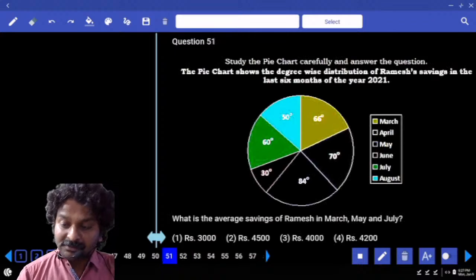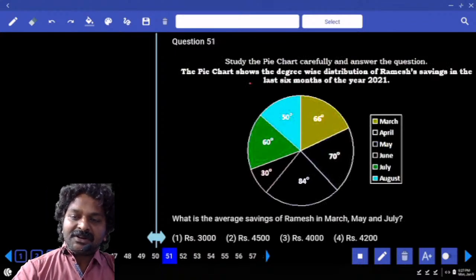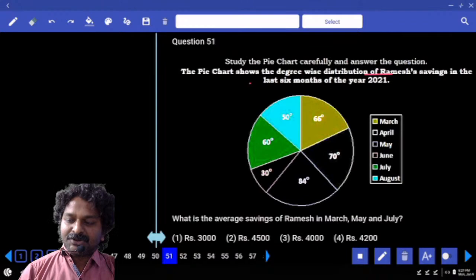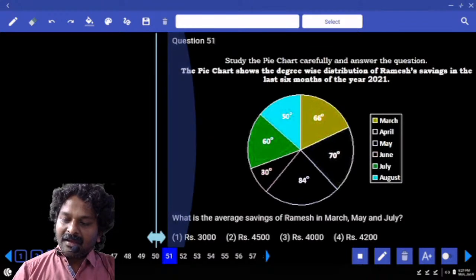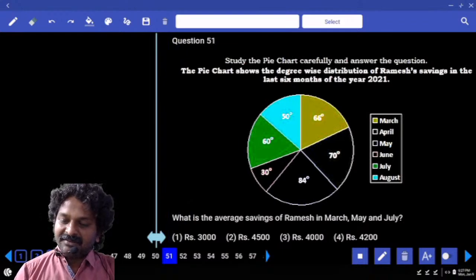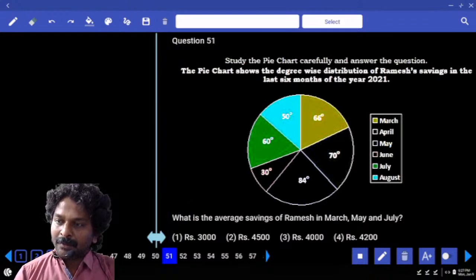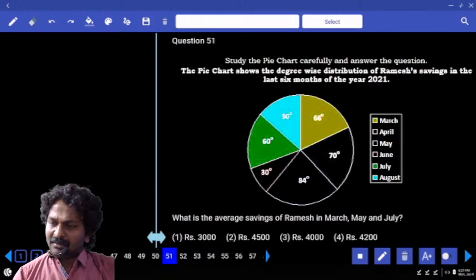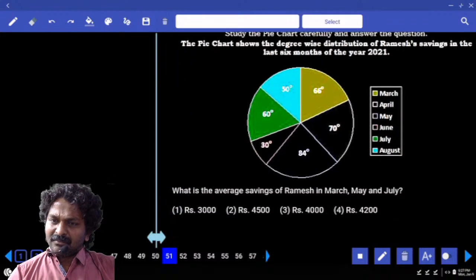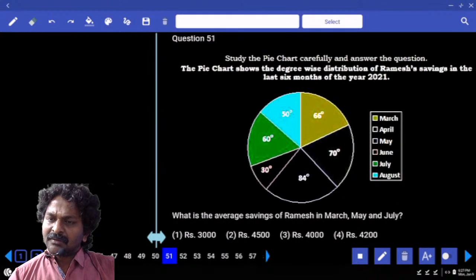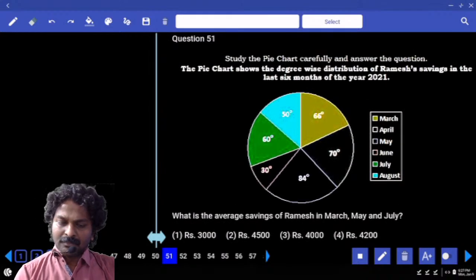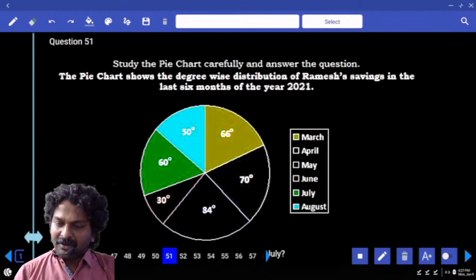51. Okay. The pie chart shows the degree-wise distribution of Ramesh's savings in the last 6 months. We were asked to calculate the average savings of Ramesh. What is the total? Were you given values?